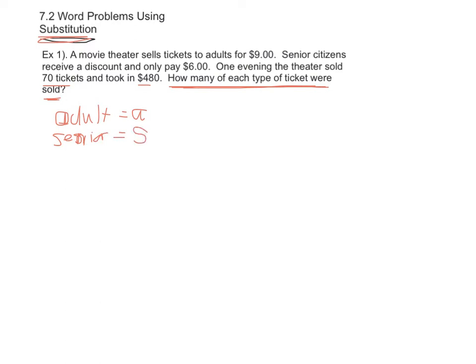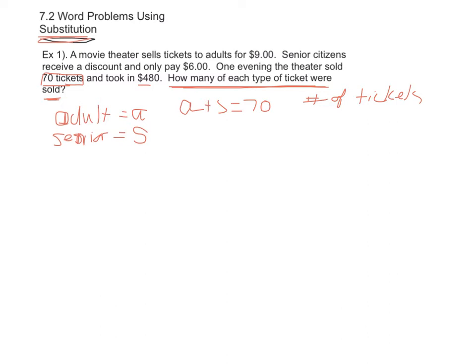So the first thing we know about the adults and the senior citizens is that altogether there's 70 tickets. Some of those tickets were adult tickets and some were senior, and I'm trying to figure out how many of each. So my first equation is A plus S equals 70, and this is just for the number of tickets. The number of tickets sold is 70. Some of them are adult, some of them are senior. So A stands for the number of adult tickets, and S, the number of senior tickets.